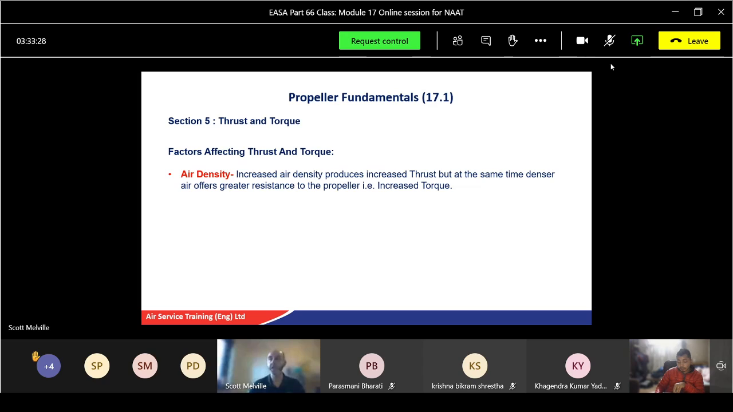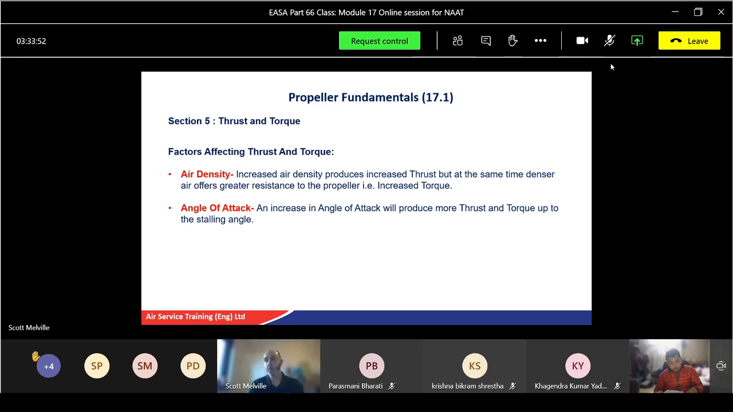So increased air density will increase thrust, which is nice thick air. So again, where do we find the thick air? Low level. But at the same time, dense air offers greater resistance. So we've got a trade-off. Yes, we've got more air, but it is also thicker, so it's harder to get through. So we need more torque, we need more engine power.